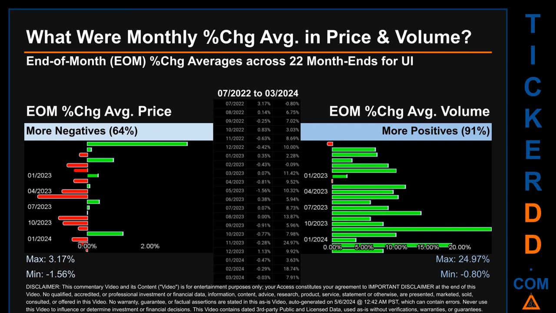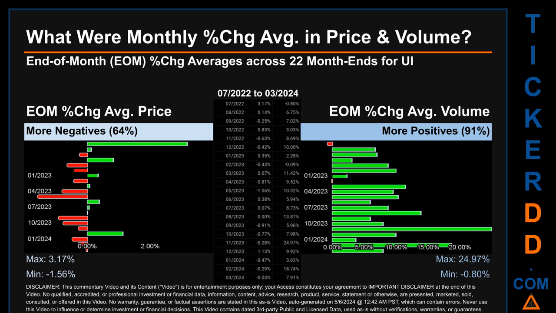From 07-2022 to 03-2024, out of 22 month ends, 14 had a negative percentage change in average price. Meaning 64% of month ends saw a negative percentage change in average price. In terms of volume, 20 out of 22 month ends had a positive percentage change. That is 91% of month ends saw a positive percentage change in average volume.